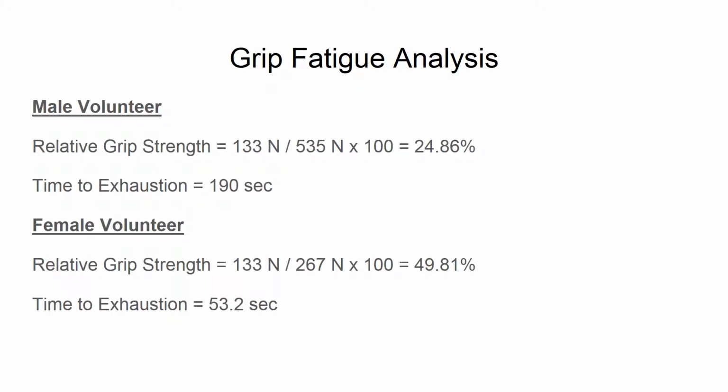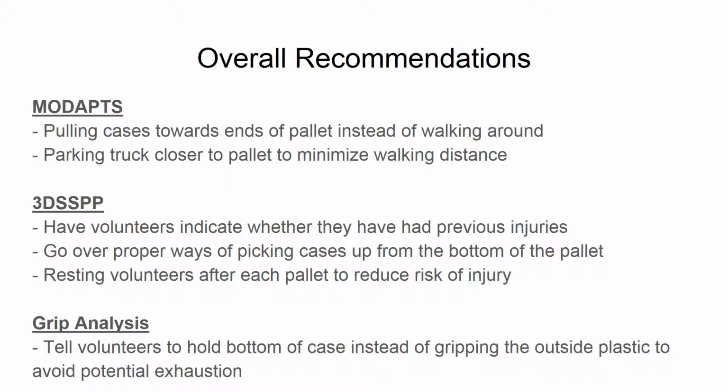I performed a quick grip fatigue analysis because some volunteers gripped the plastic casing instead of the bottom of the water bottles. And for a male volunteer, the typical time to exhaustion is 190 seconds, and for a female volunteer, the typical time to exhaustion is 53.2 seconds.